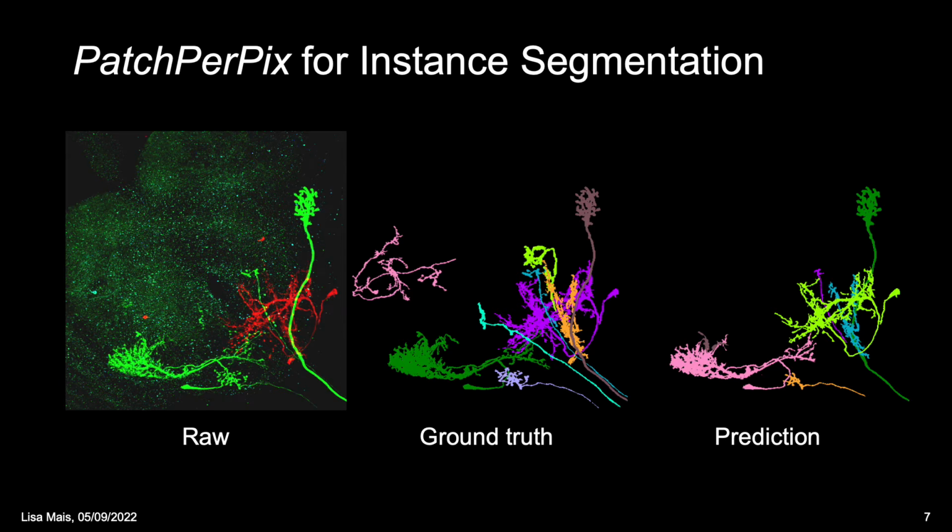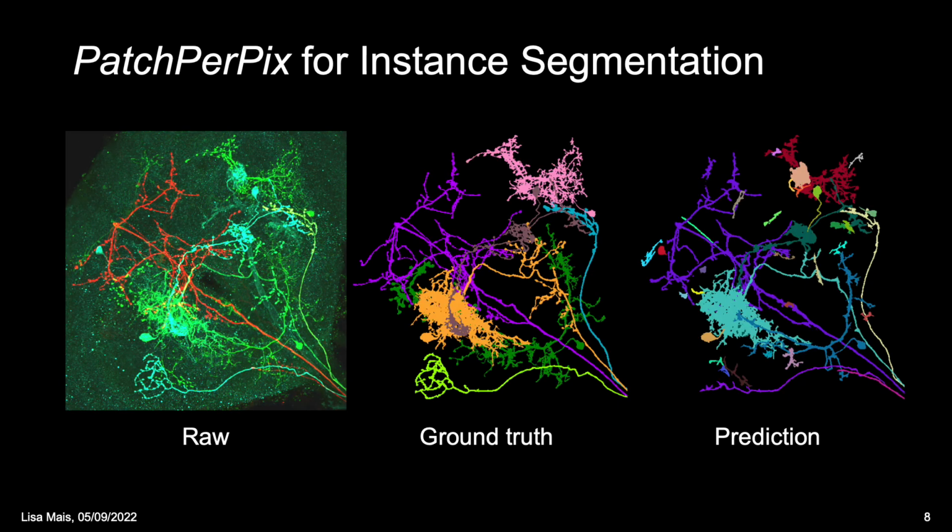Then we applied PatchPerPix to the FlyLight data, and here you can see some qualitative results of it. This is a relatively easy example with only a few neurons. Here you can see the raw data, the manually annotated ground truth data, and in comparison to that, the prediction obtained with PatchPerPix, where we actually obtain quite nice reconstructions of the neurons. And here's a second example with slightly more neurons.